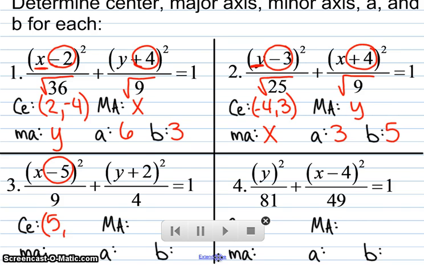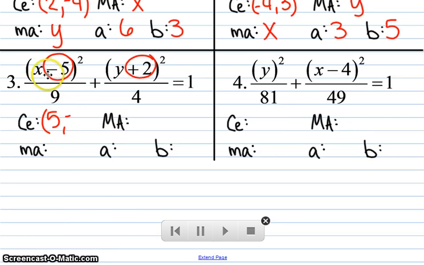So, number 3. Remember, it's going to be take your opposite, so it should be 5 and then your negative 2. X is over your bigger denominator, so it means X is your major and Y is your minor. Square root of 9 is our 3 for A, and square root of 4 is our 2 for B.